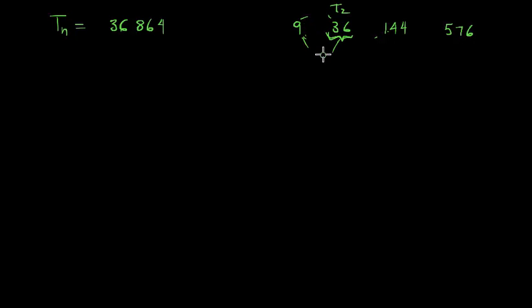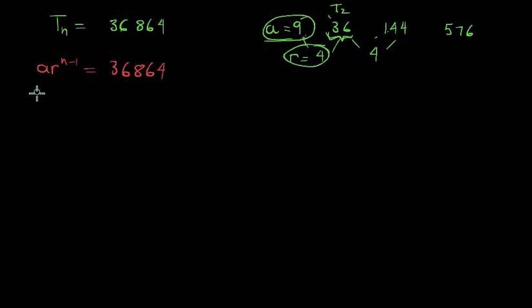We see 36 divided by 9 is 4, and 144 divided by 36 is 4. That immediately gives me R, I like to write it like this. Then I've got my A and my R. So I can substitute on this side and say, okay, I've got A times R to the N minus 1 is equal to 36864. I have A is 9, I have R is 4, and I need to calculate N.